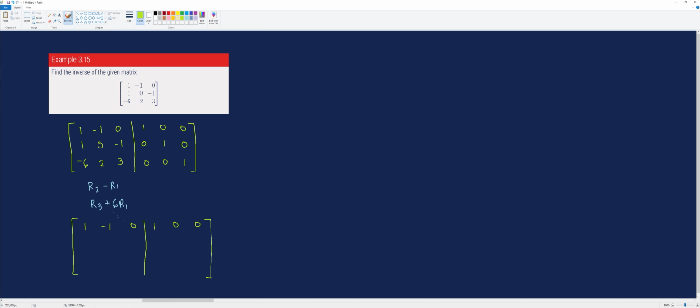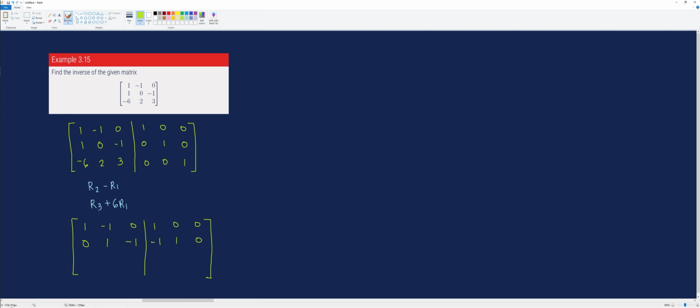So let's start with the second row. That's 1 minus 1, that's 0. 0 minus negative 1 is positive 1. Negative 1 minus 0 is negative 1. 0 minus 1 is negative 1. 1 minus 0 is 1. And 0 minus 0 is 0.